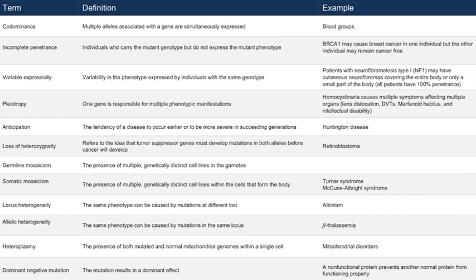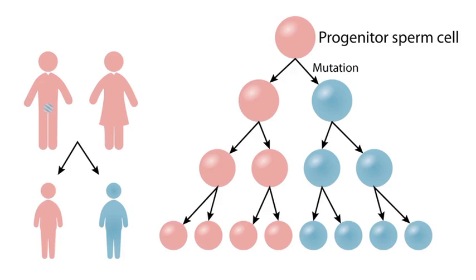Mosaicism is defined as the presence of multiple genetically distinct cell lines in the same person. This can be further divided into germline and somatic mosaicism. Let's look at some figures to understand this better. This is a figure illustrating germline mosaicism, which can be found in section 1 of genetics.